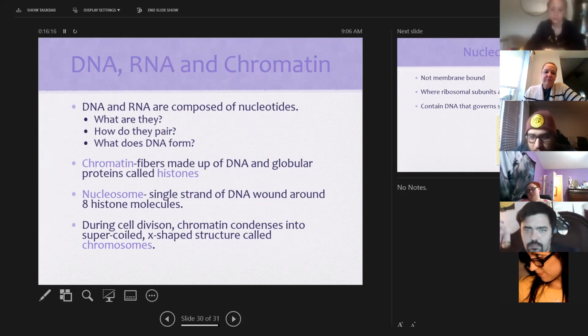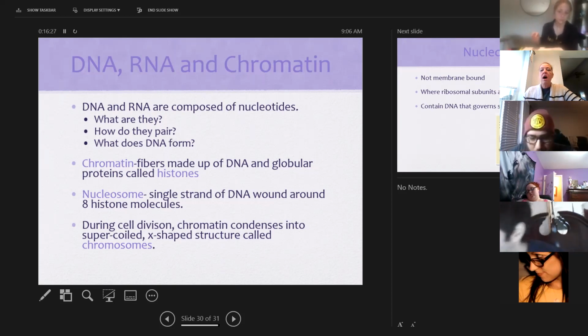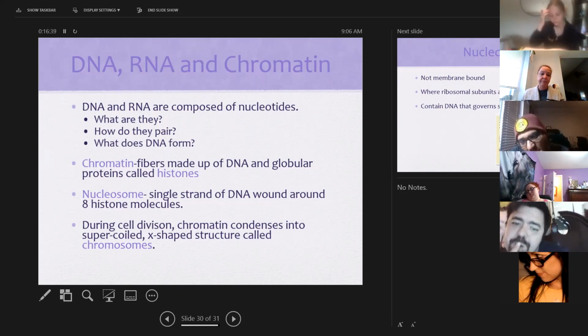So a single strand of DNA is a nucleosome. Yeah, this is new information, Hannah, this DNA, RNA, and chromatin. I know that at the end of class, I was just mentioning the rounded X shape of a chromosome, but we did not specifically get to this slide.